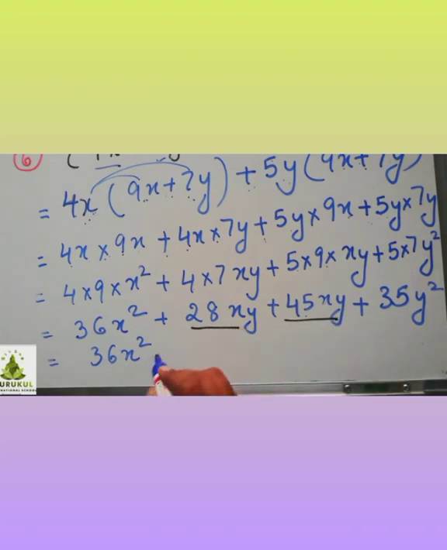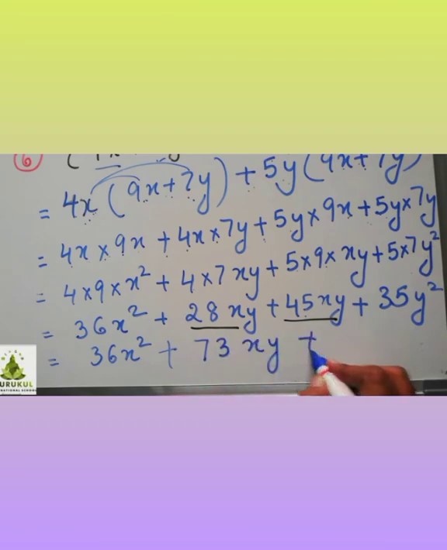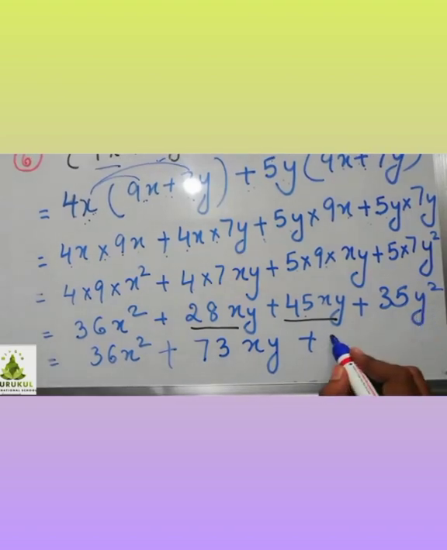So I will get 28 plus 45 is 73. And the variable we will write xy, plus what is remaining? y square. So it is 35 y square. Is this clear? This is the final answer. You can copy down this in your notebook.